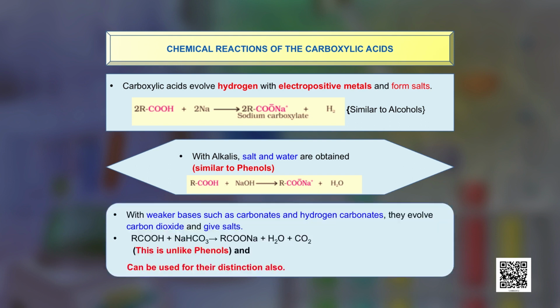And with weaker bases such as carbonates and hydrogen carbonates, the carboxylic acids evolve carbon dioxide and form salts. You can see here in this reaction that carbon dioxide is also one of the products, and this reaction is unlike phenols. So, this reaction can be used for their distinction from phenols as a test also.